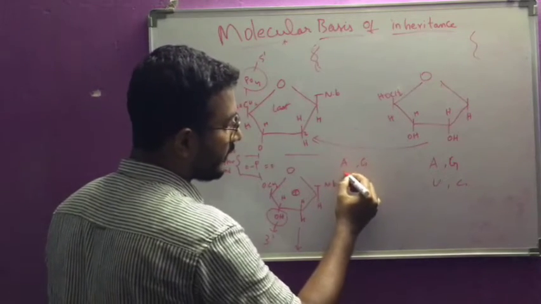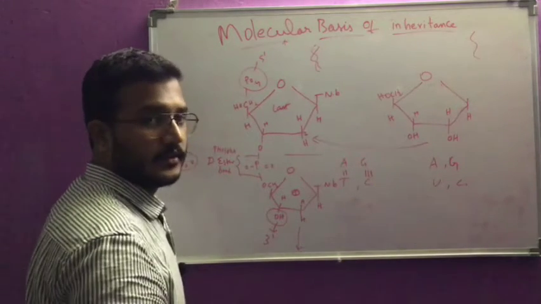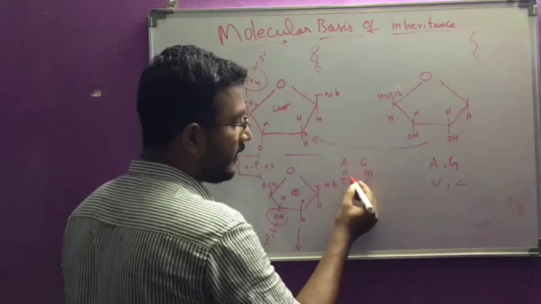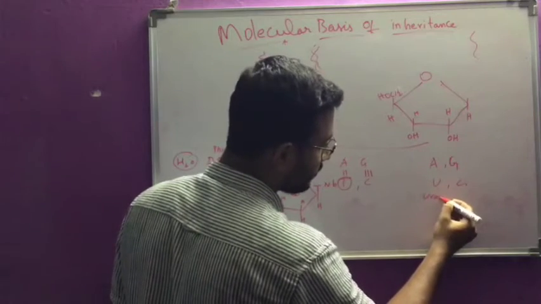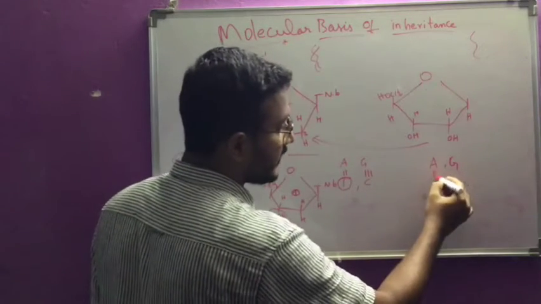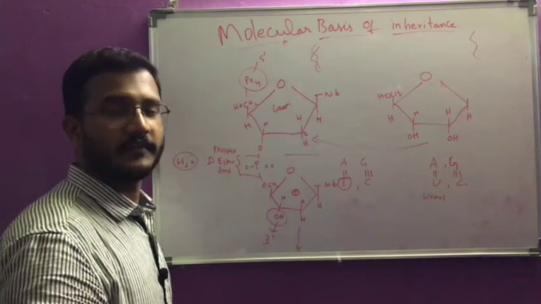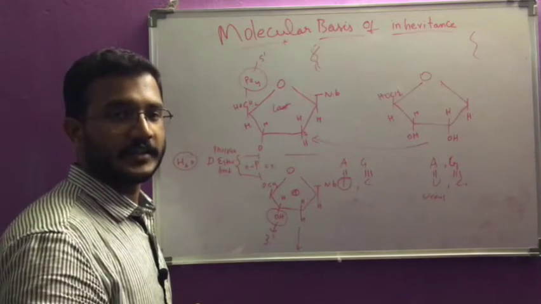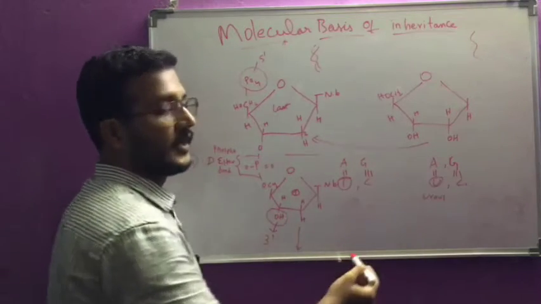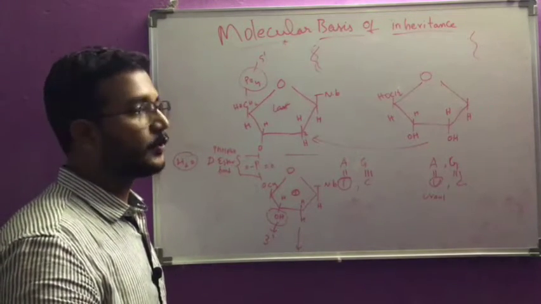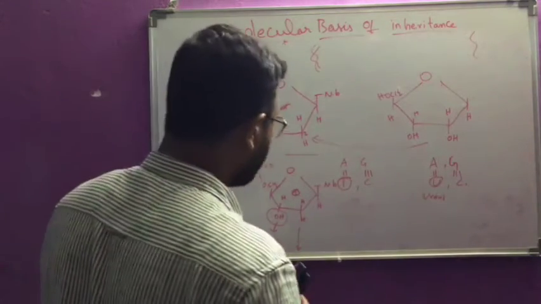Adenine is bonded with thymine with the help of 2 hydrogen bonds, and guanine is bonded with cytosine with 3 hydrogen bonds. And here the thymine is replaced by uracil, and these are the same 2 hydrogen bonds and 3 hydrogen bonds. This is the major difference between the DNA structure and RNA structure. First one is the OH group, and the second one is the nitrogen base, that is uracil. These are the two major differences, and it is single stranded. Understanding?